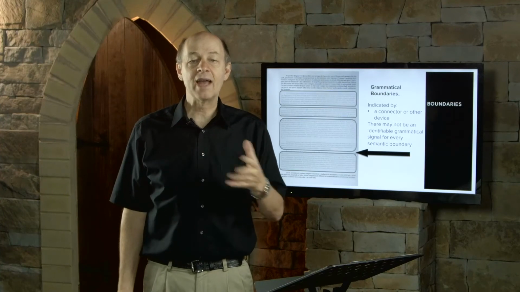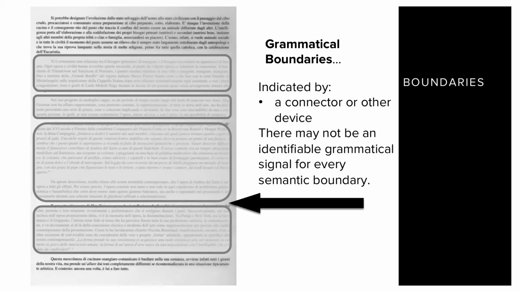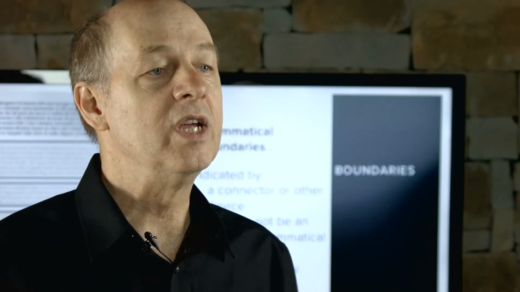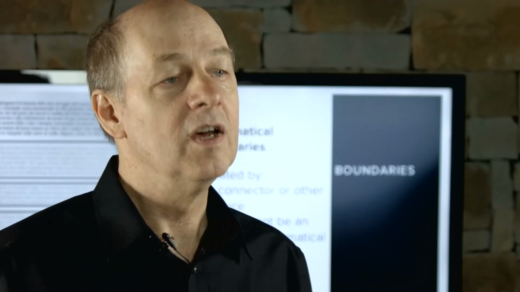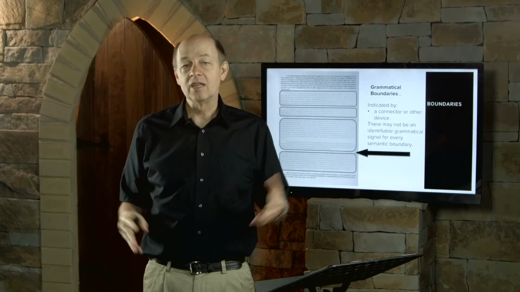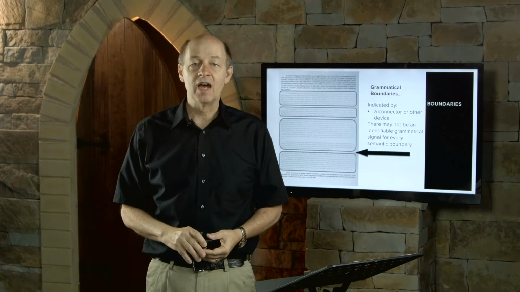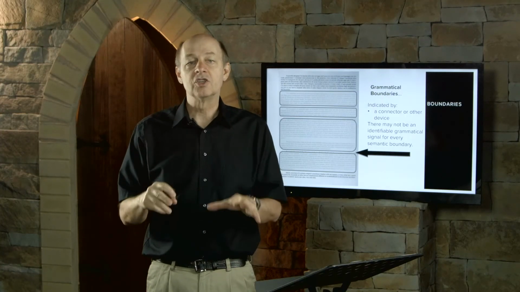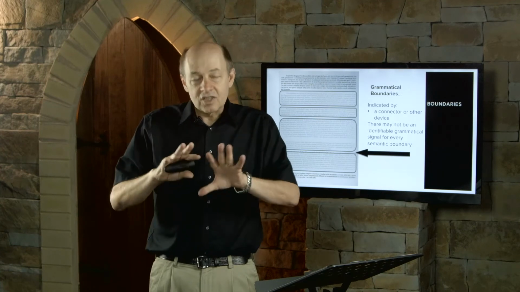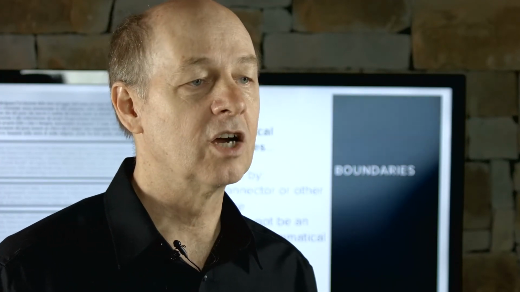Now, grammatically, there could be some kind of connector or other device that is letting the hearer and the reader know that there is some kind of boundary. In some cases, there may not be an identifiable grammatical marker for each boundary, but it's something that we need to look for as we are examining and analyzing text in our target language.